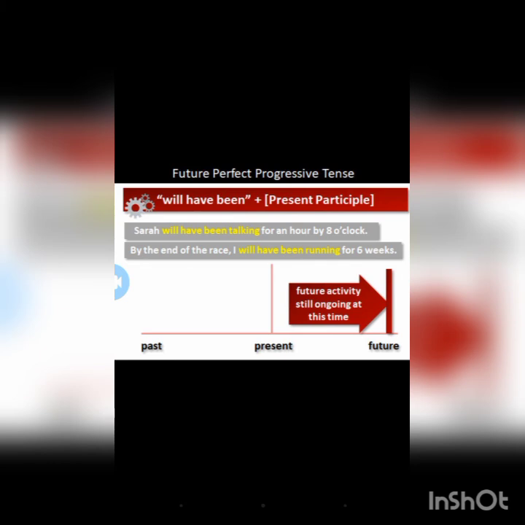So in this we will use will have been plus the present participle of the verb. Sarah will have been talking for an hour by 8 o'clock. This action is happening in the future. At 8 o'clock she will start to talk, and we don't know when she will complete it, but she will complete it at a point in the future. Sarah will have been talking for an hour by 8 o'clock. Have you understood? So we understood this future tense and also its types.